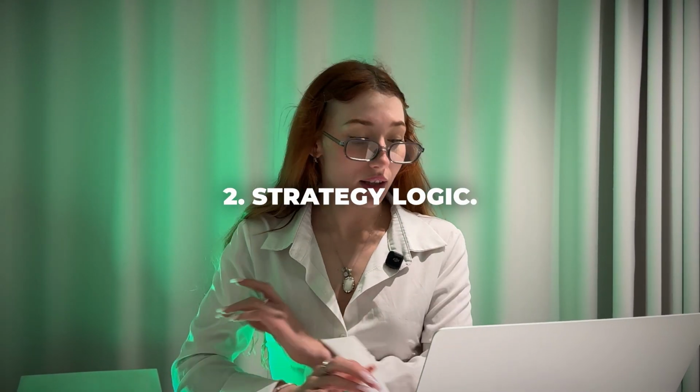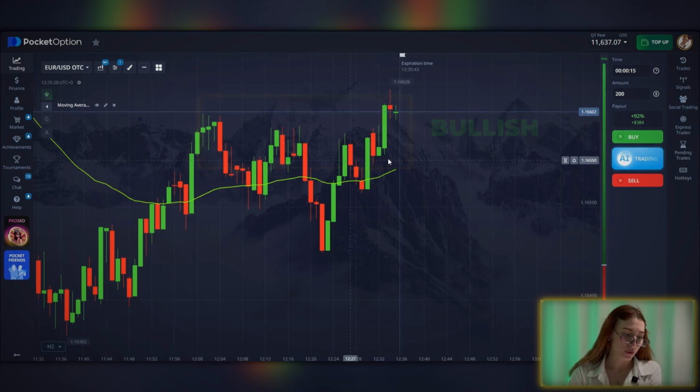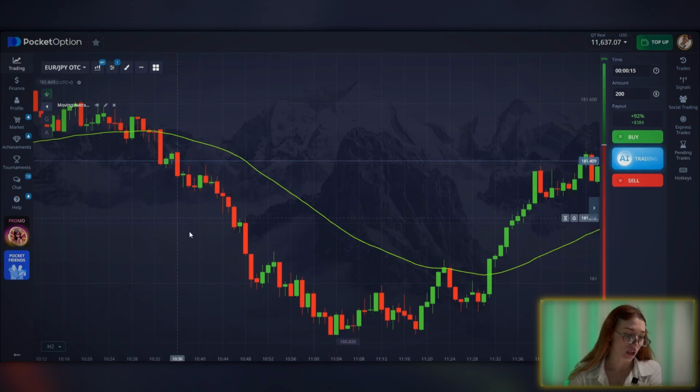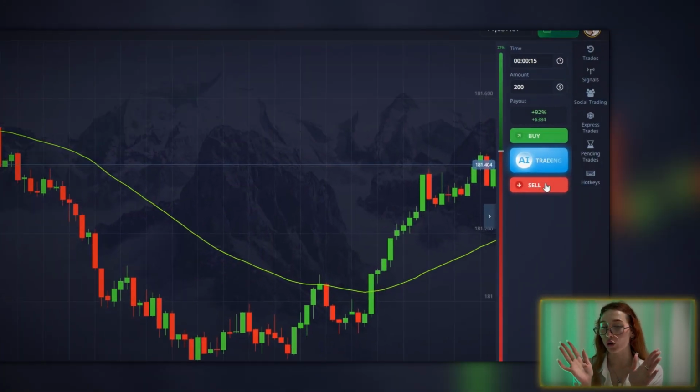Now, let me explain the logic. When the price is above the EMA, the trend is bullish, and when the price is below the EMA, the trend is bearish. We do not trade against the trend. Above EMA, only call, and below EMA, only put.